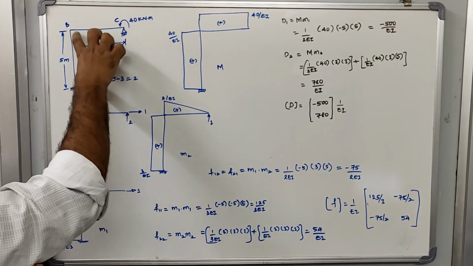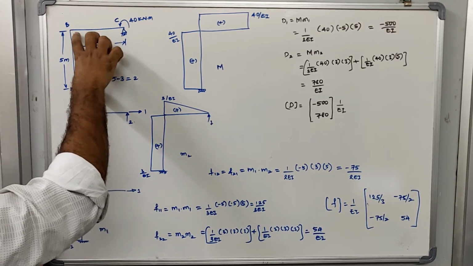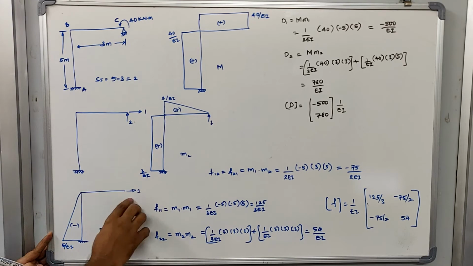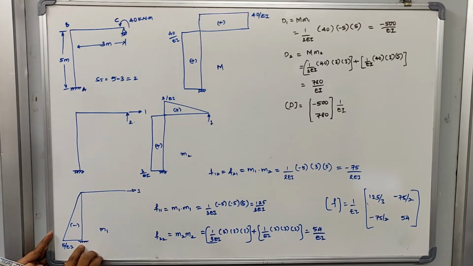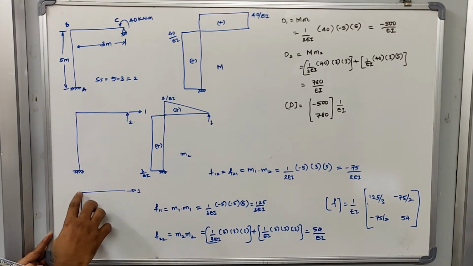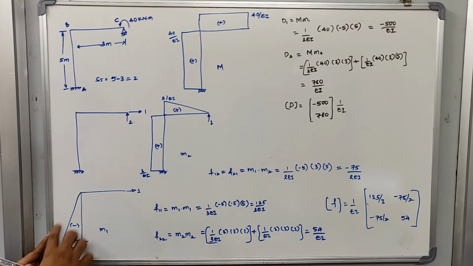What is the length of this column? It will be 5 meters. So 1 into 5, the bending moment here is 5 and the bending moment here is 0. So it will be a triangular bending moment here. Now let us define whether it is clockwise or anti-clockwise.